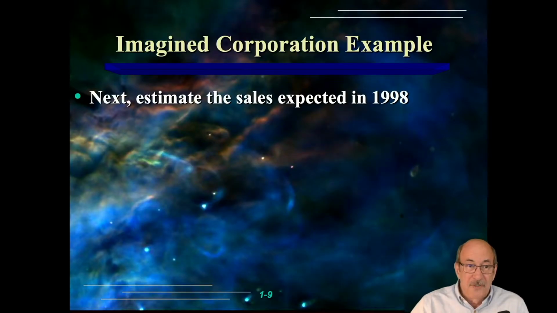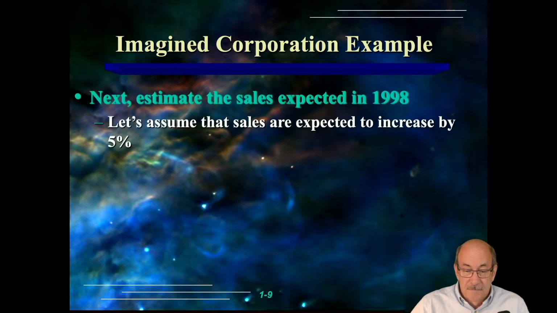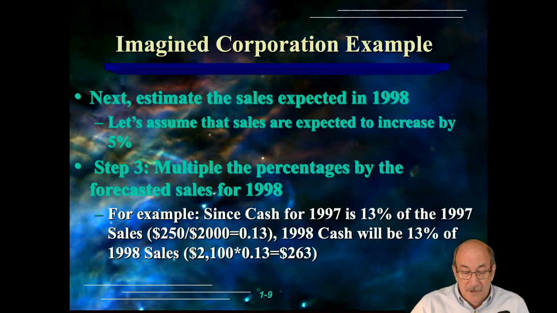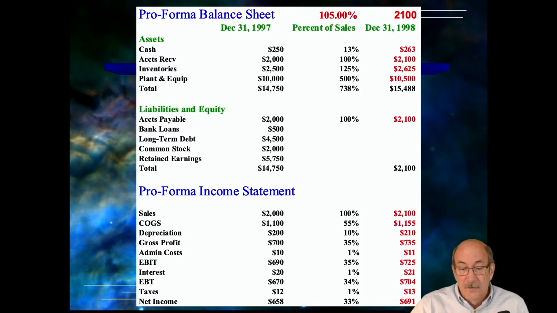Then we're going to estimate sales for 1998. Let's just pick a number, 5%, and we're going to multiply all of those figures by that amount. So if our cash was 13% of sales in 97, it's going to be 13% of sales in 98, and so on. So here's an updated version. You see on the far right, there's our 1998 projected figures on a sales of 2,100. So sales is up 5%.